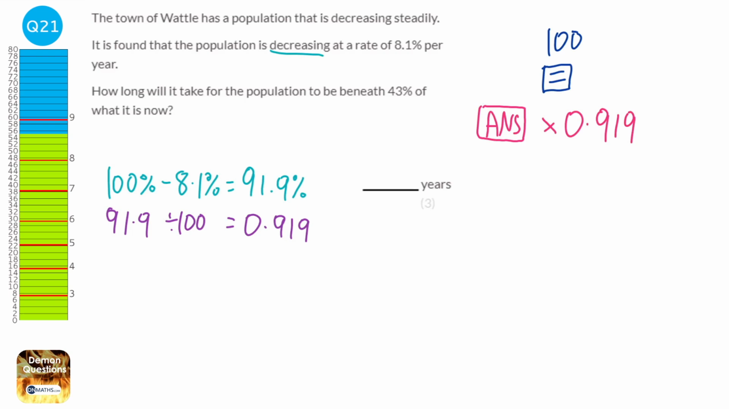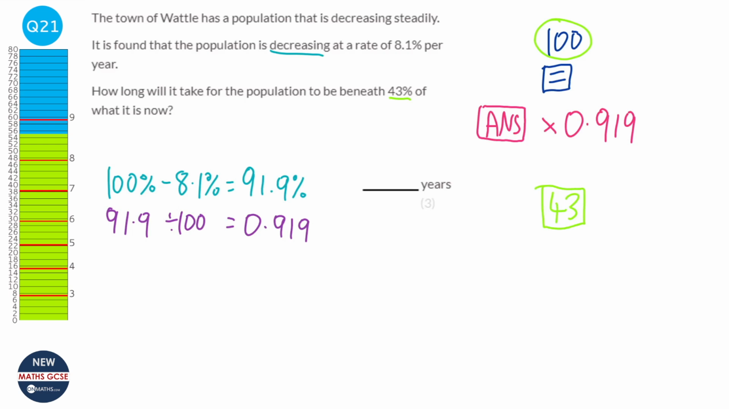And so every time we press the equals button, it's just going to keep decreasing it by 8.1%. And we're going to count the amount of times we've got to press the equals button, because every time we press the equals button, it counts as a year. So when we first press it, it's going to be 91.9. Then press it again, it's going to be 84.4. So we're waiting for it to be beneath 43%. So if we started off with 100, we're looking for it to be below 43.